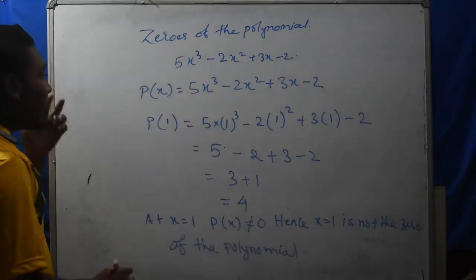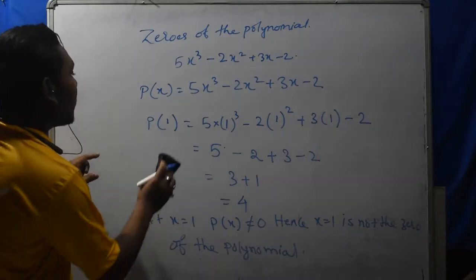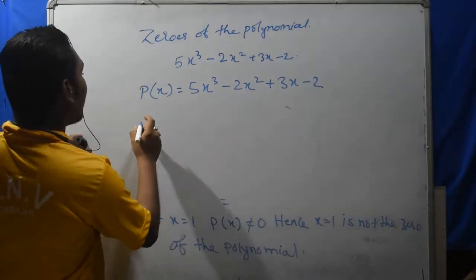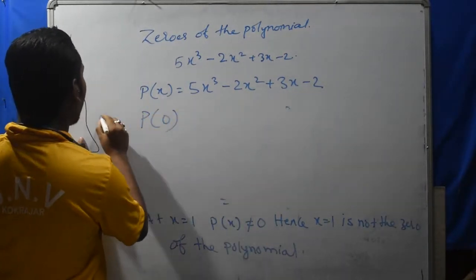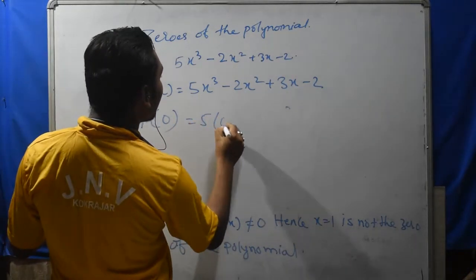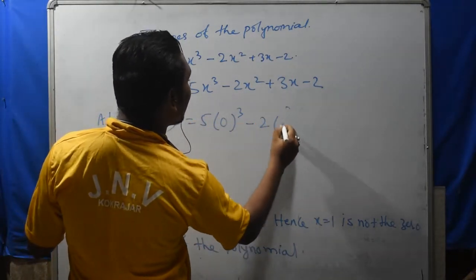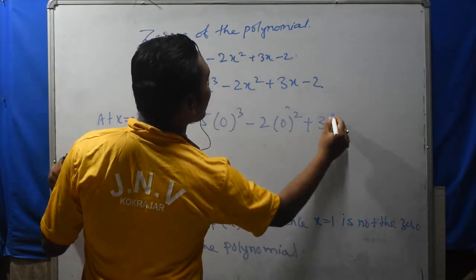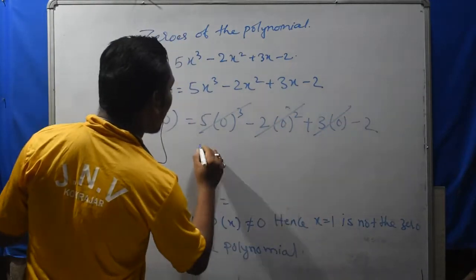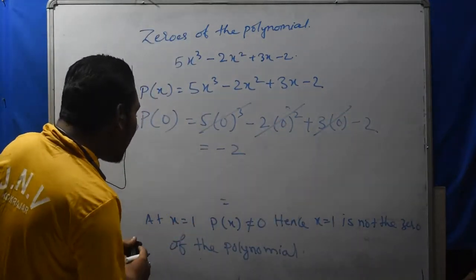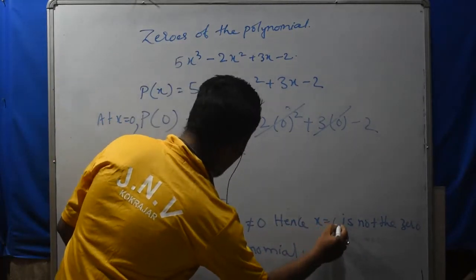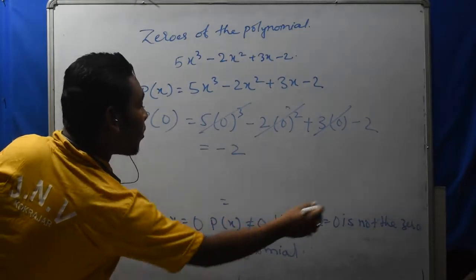Now if we put 0, p(0) at x equal to 0 is 5 into 0 cube minus 2 into 0 square plus 3 into 0 minus 2. These terms are cancelled because they are 0. What is left? Minus 2. So at x equal to 0, p(x) is not equal to 0, hence x equal to 0 is not a zero of the polynomial.